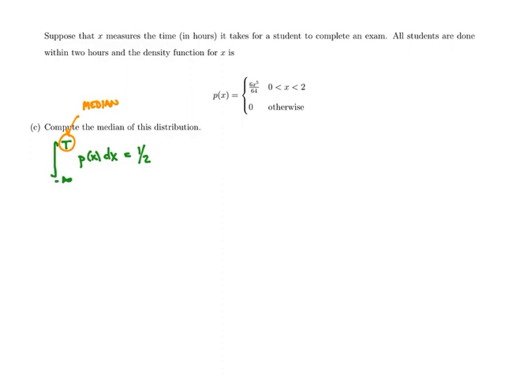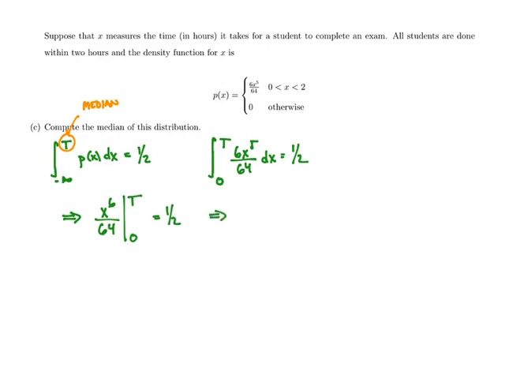So rewriting this, we don't need to do the integral from negative infinity to T, but instead just 0 to T. Our p of x is 6x to the 5th over 64. And we're setting this equal to 1/2. We found that the antiderivative of 6x to the 5th over 64 was x to the 6th over 64. Evaluated from 0 to t is equal to 1/2. Plugging in the values, we're going to have t to the 6th over 64 minus 0 to the 6th over 64 equals 1/2.